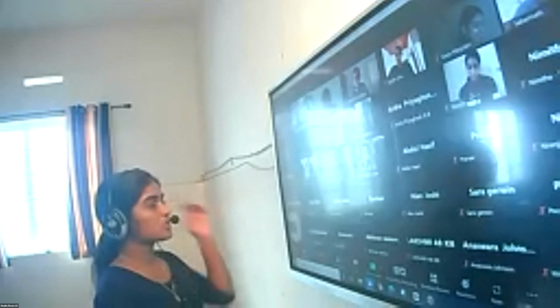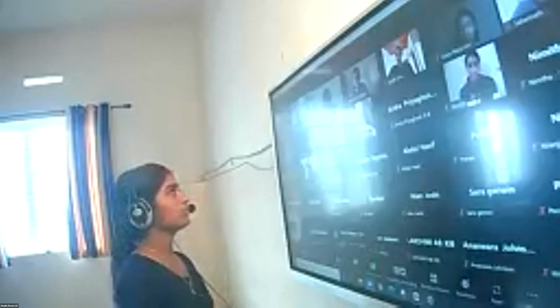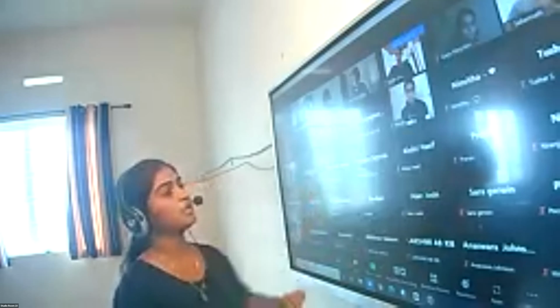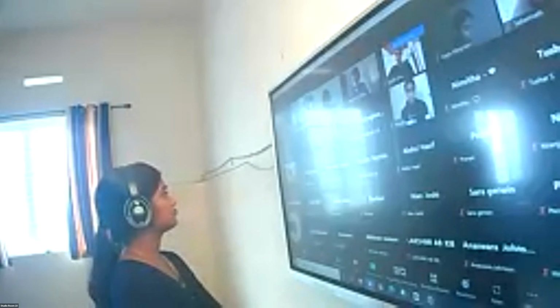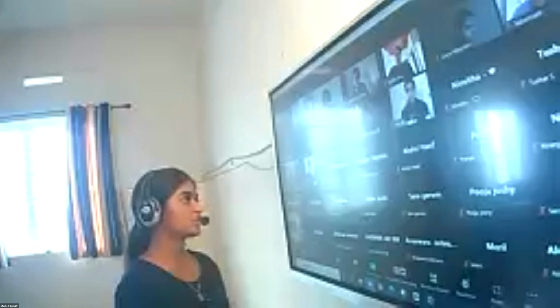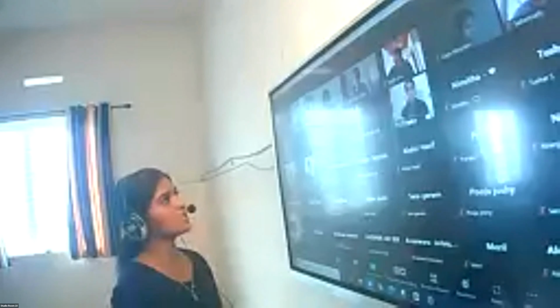Okay, so can you tell me what is this redox reaction? Anyone? Redox reaction. Okay, Niranjan, can you tell me how can we define redox reaction? Ma'am, a reaction in which both oxidation and reduction takes place. Yeah, the reaction in which both oxidation and reduction take place simultaneously. Such type of reactions are known as redox reaction.